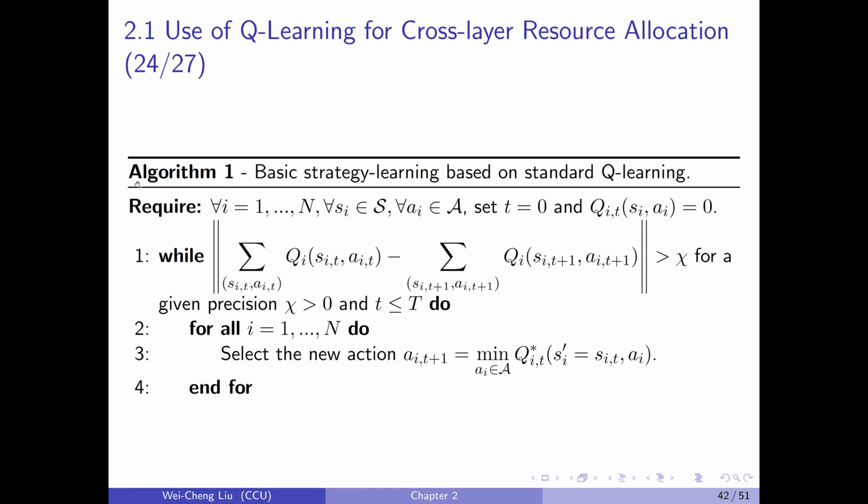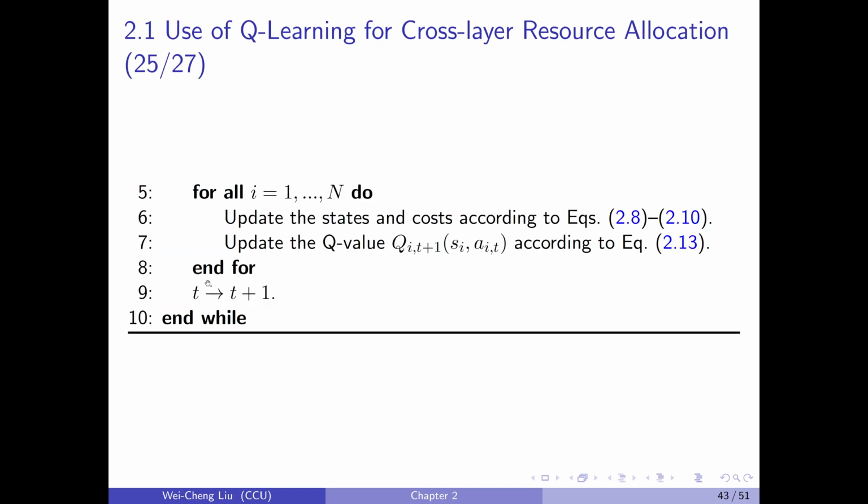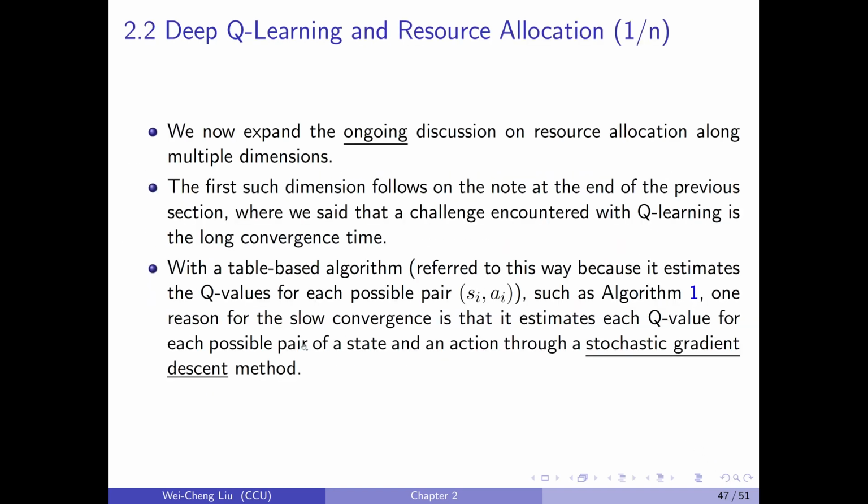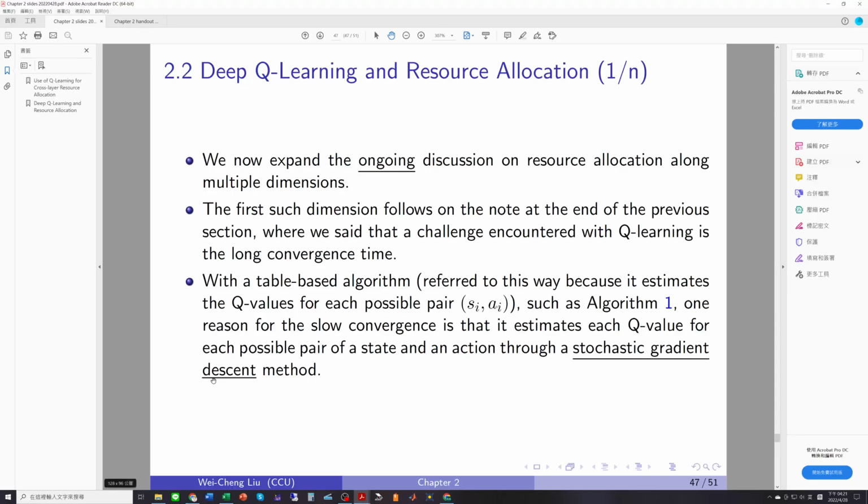Okay, we have introduced algorithm 1 in the last class. Algorithm 1 is the basic strategy learning based on standard Q-learning. It is a 10-line algorithm. One reason for the slow convergence is that algorithm 1 estimates each Q value for each possible pair of a state and an action through a stochastic gradient descent method. Okay, what is stochastic gradient descent? Let us see the handout.